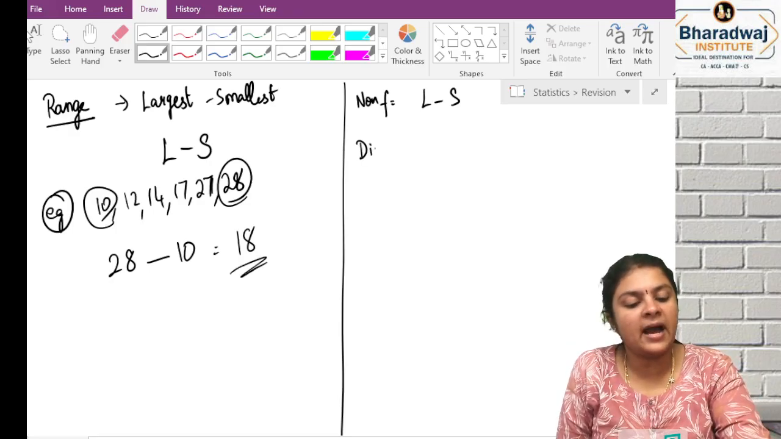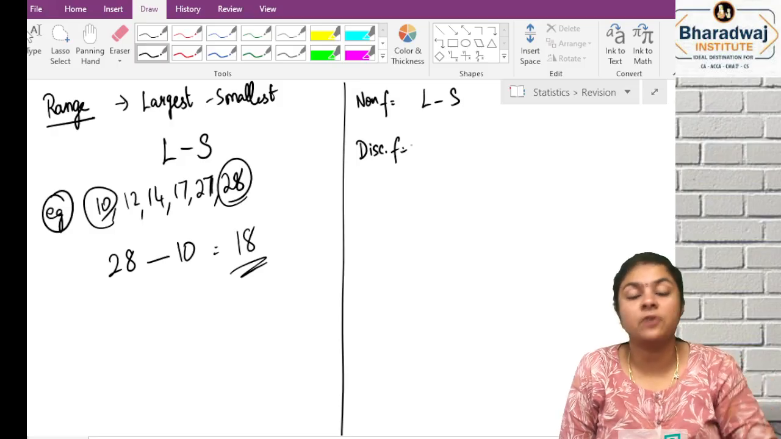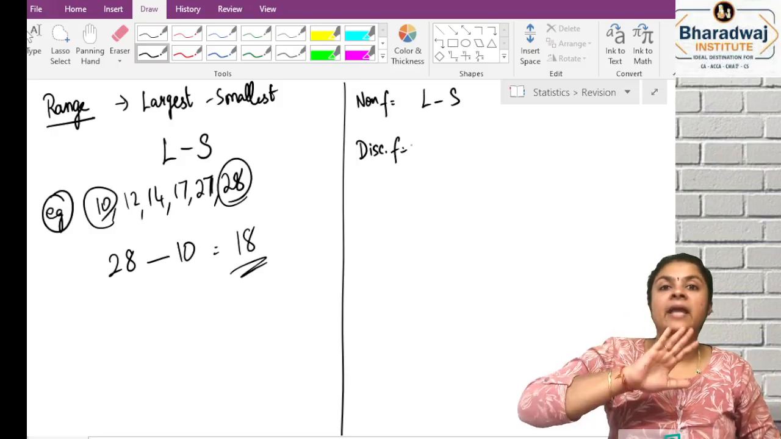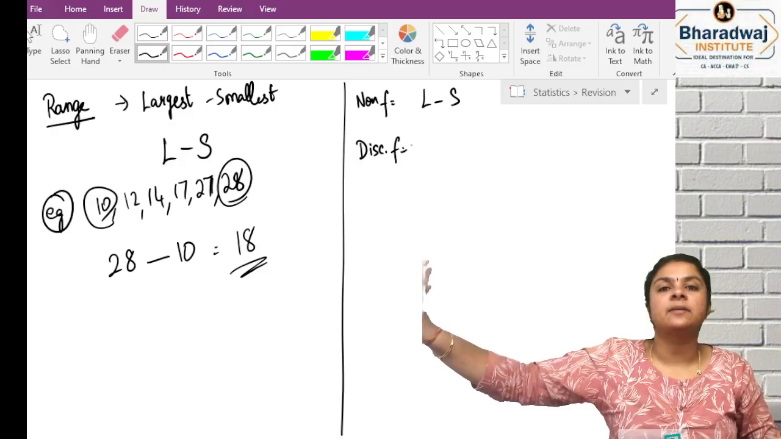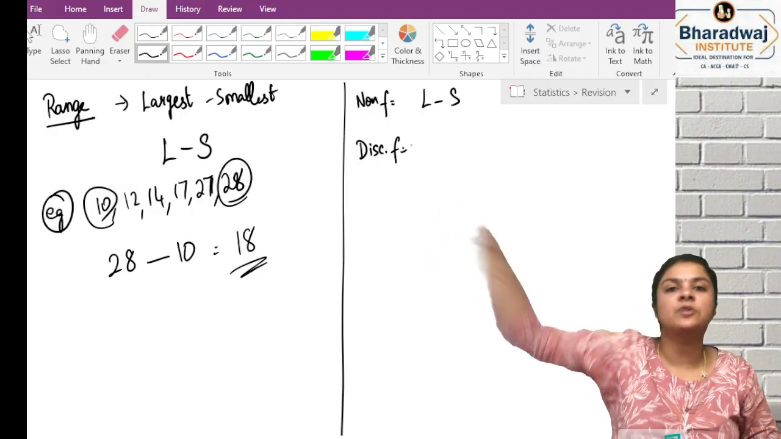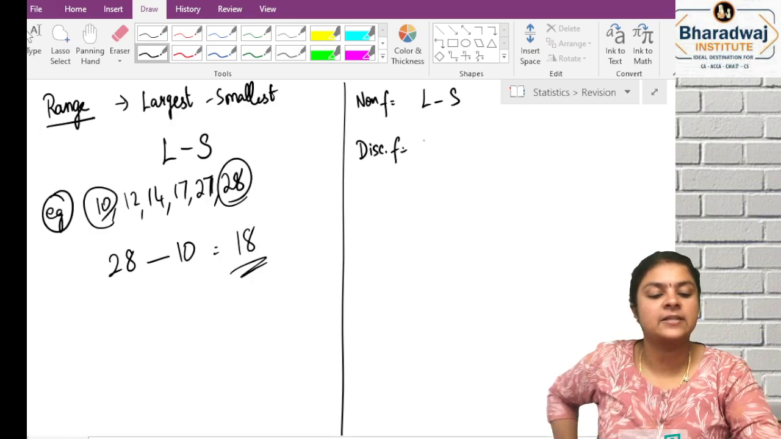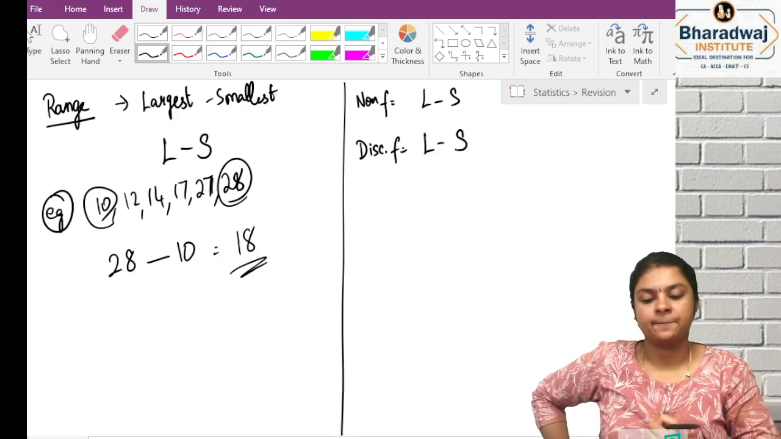The same formula will apply when it is discrete frequency. No change in the formula because range does not consider frequency. Range only looks at the value spread. So range only considers the values and not their frequencies. It is again L minus S.